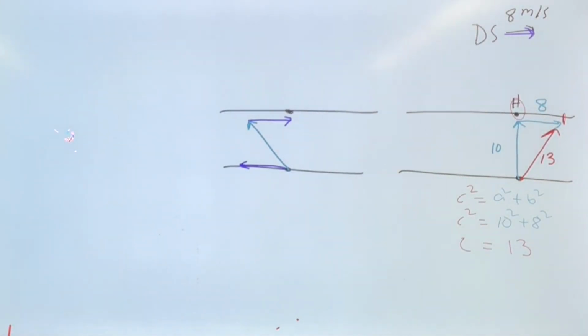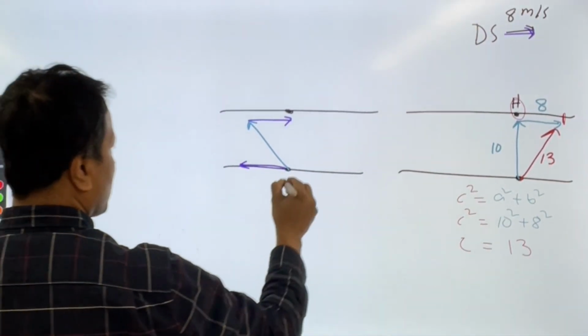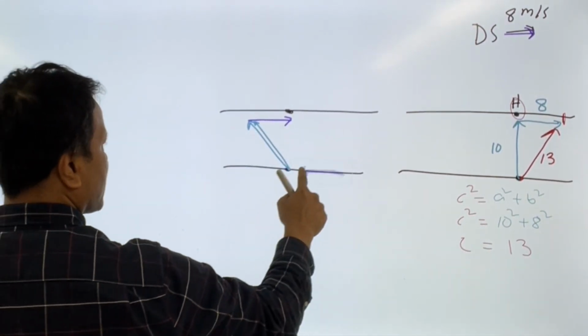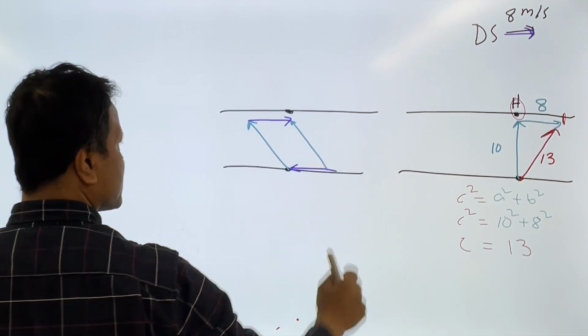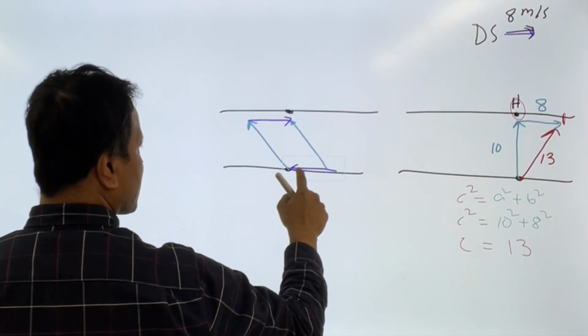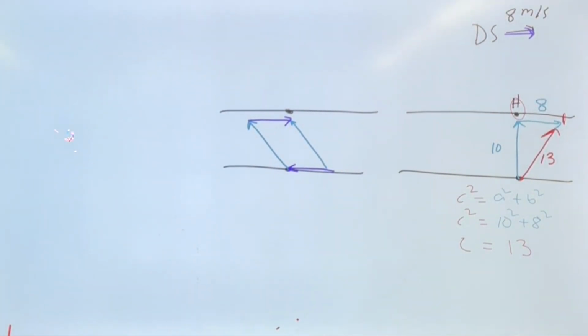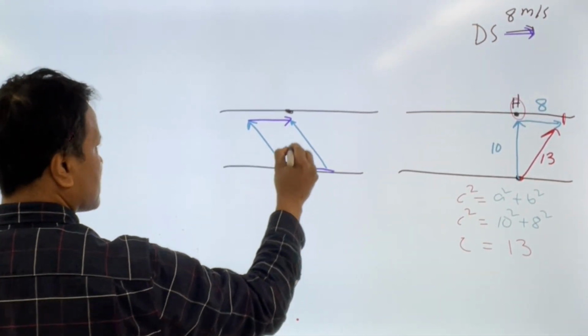So now we're going to draw a parallelogram. So to draw a parallelogram, what we can do? We're exactly going to move this one over here, right? And move this one over here. So this is our parallelogram, okay? And so we're going to draw the resultant, and this is our resultant.